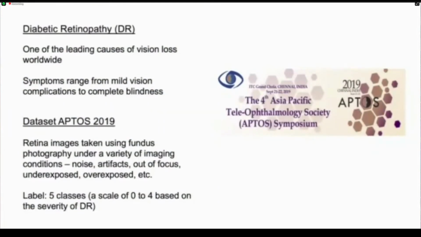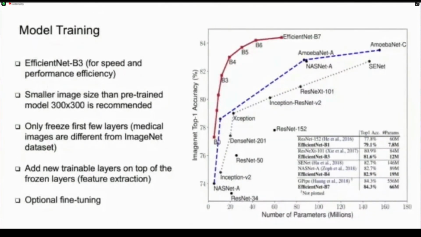For both training and testing process in this presentation, we are going to use retina images taken under various conditions that involve noise. There are different types of classes, 5 classes labeled from 0 to 4 based on the severity of the disease. This slide highlights the model training process. We are going to use EfficientNet B3 as the pre-trained model to improve the speed and performance efficiency.